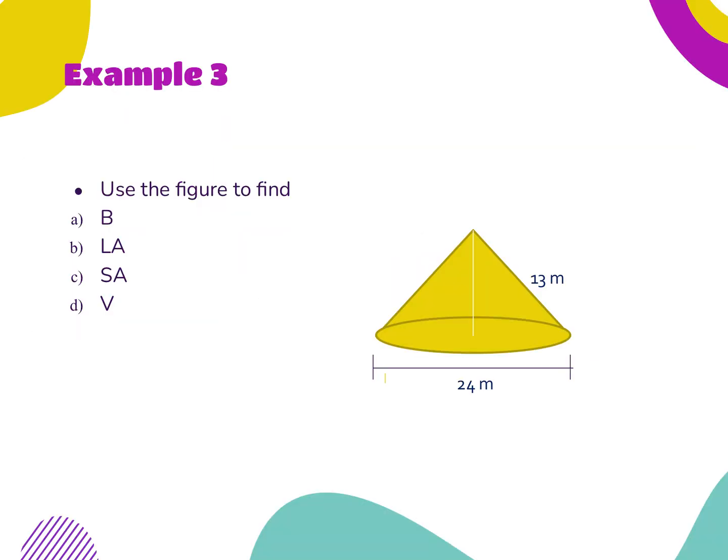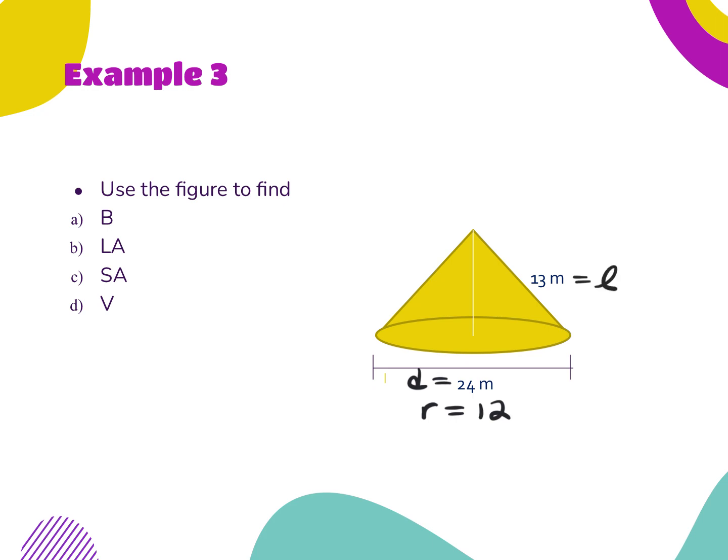All right, so the next one, same thing, a cone. But notice this time, what they've given us is the diameter. So this is the diameter of the base. So to turn it into a radius, divide it by 2, and my radius is 12. The 13 is my slant height.